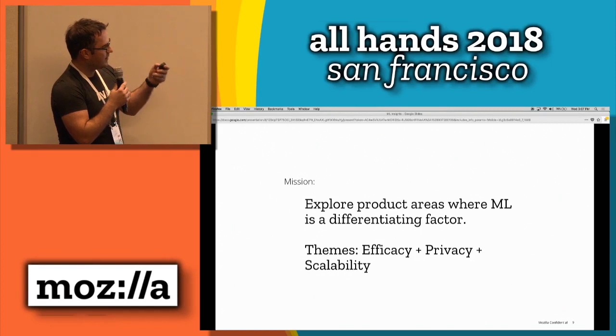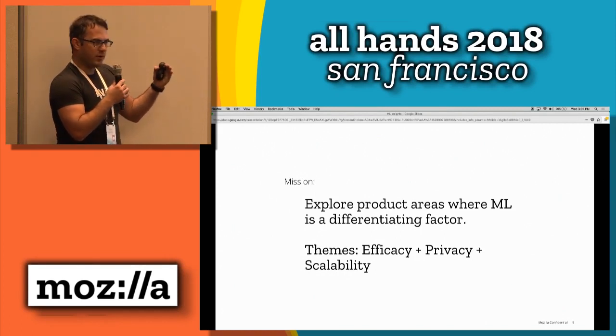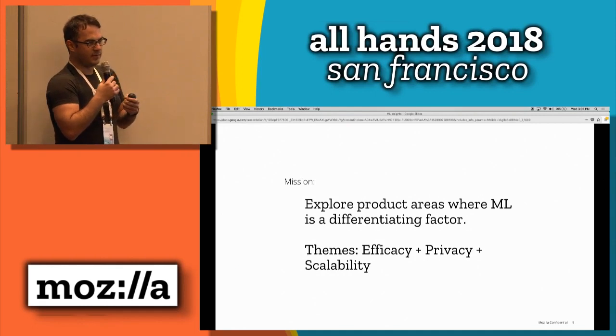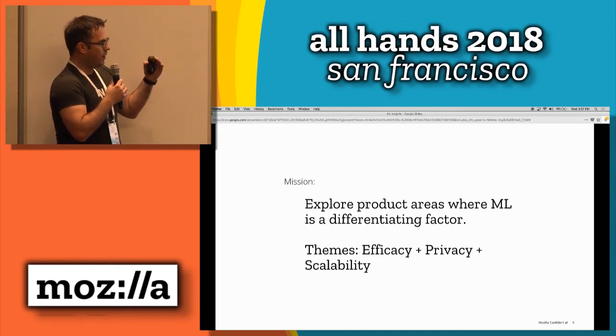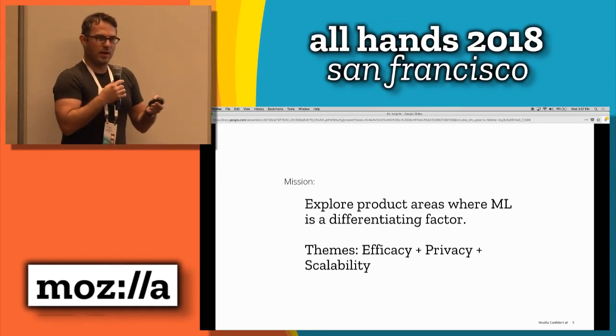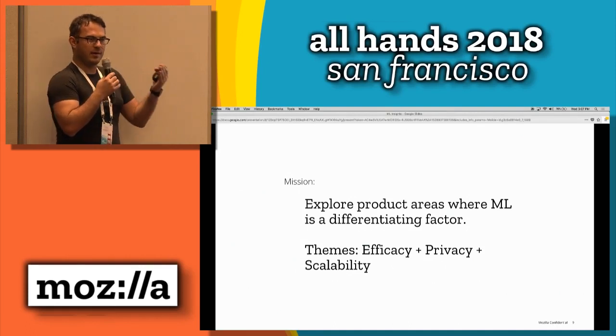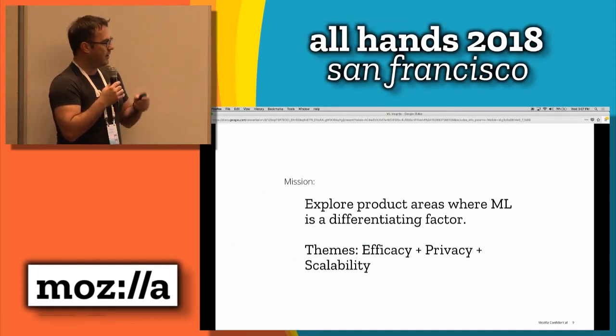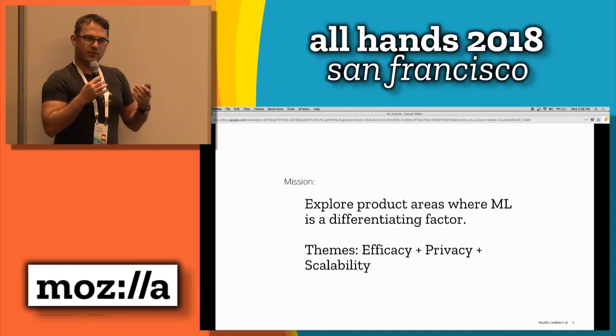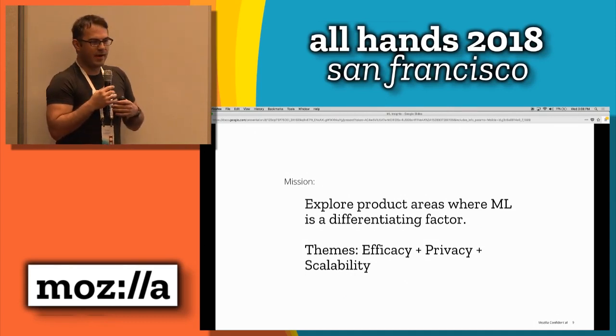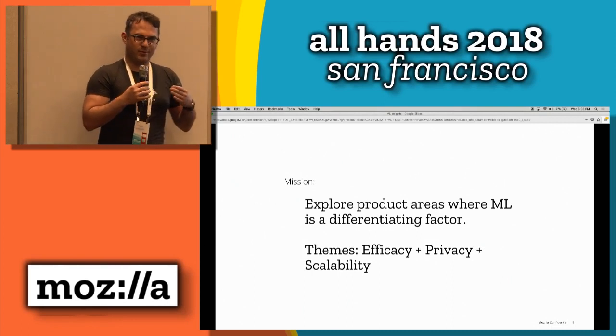The way we identify these areas is we want to explore areas where machine learning is a differentiating factor, in a space where if you were to apply machine learning, you can actually leapfrog existing technologies. We also want to make sure that we can solve the privacy problem in that particular domain. And lastly, we want to make sure that we can scale to a large number of people, a large number of languages, without having to scale linearly.